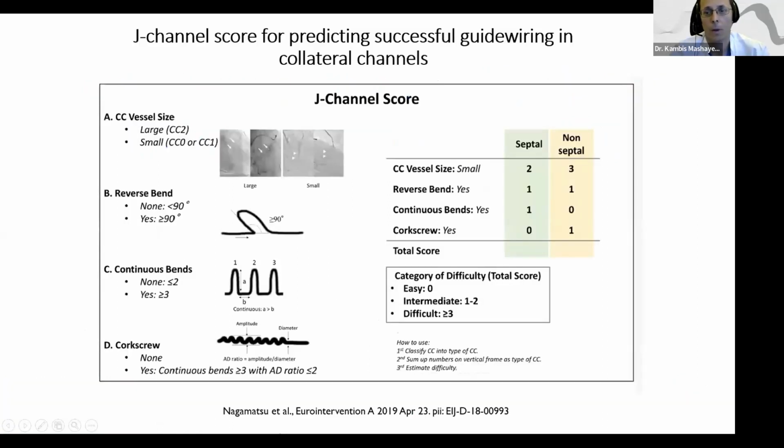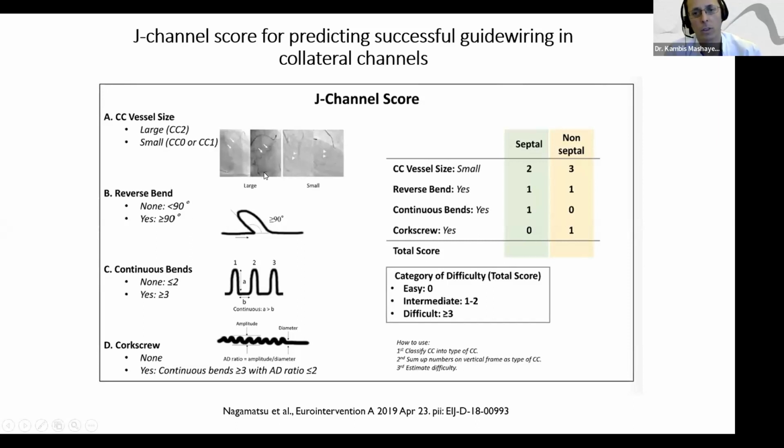So, what I realized is that we know there are more and more scores on retrograde channels. So we still have the terminus of non-interventional collaterals and interventional collaterals, but now we're going more and more into understanding the determinants of why we're not able to wire an epicardial septal collateral. And this is a very nice paper which focuses on these problems, on the complexity of epicardial and septal connections.